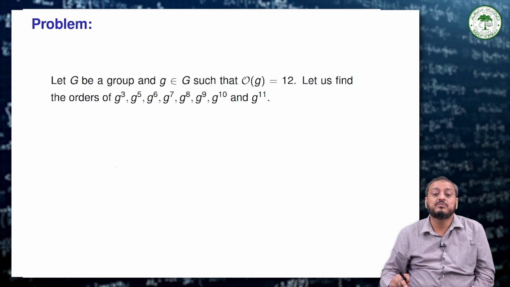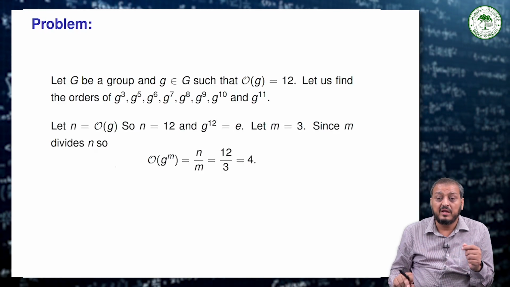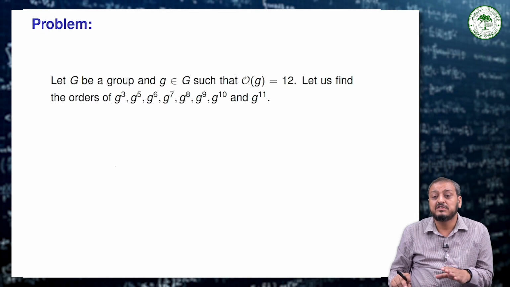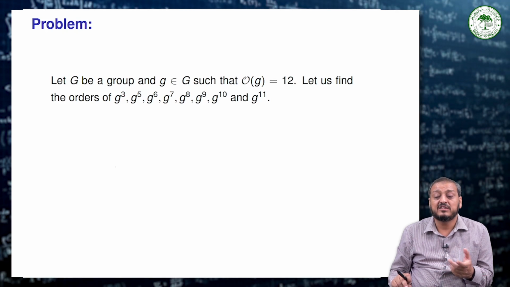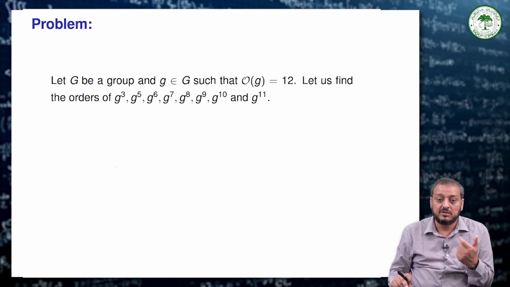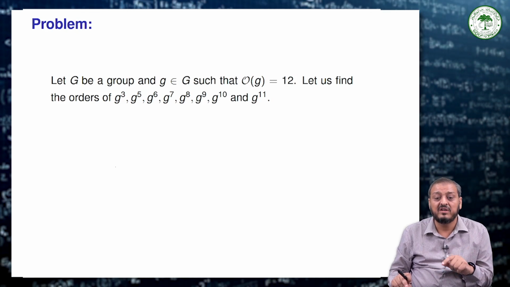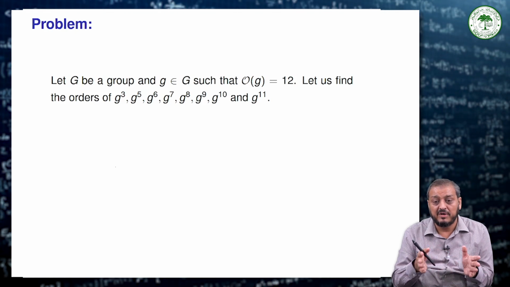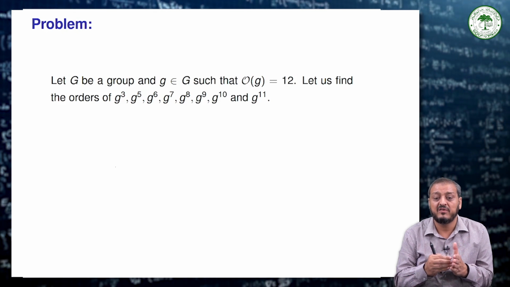Now we have to prove another result. Let G be a group such that the order of G is equal to 12. Let us find the orders of G to the power 3, G to the power 5, 6, 7, 8, 9, 10 and 11. We have to find the orders of all these elements G cube, G5, 6, 7, 9.